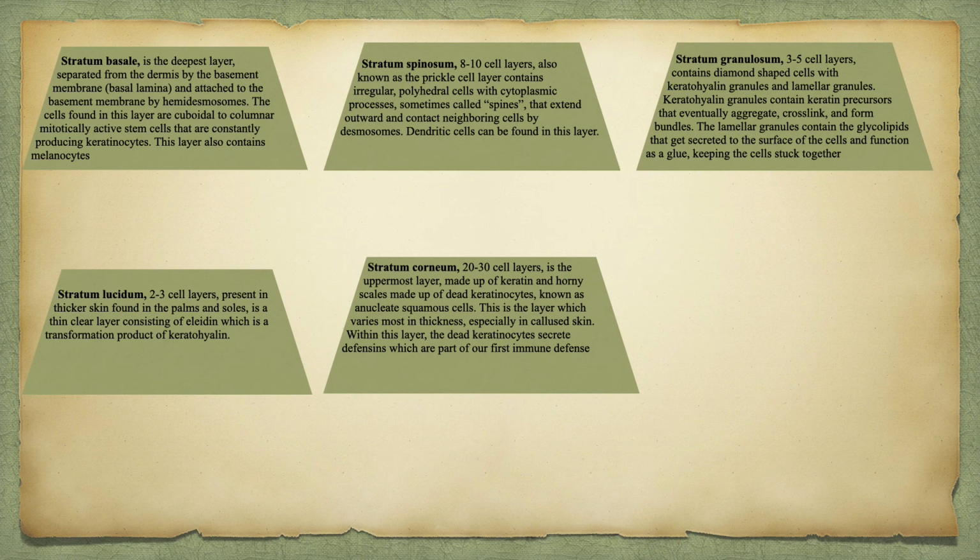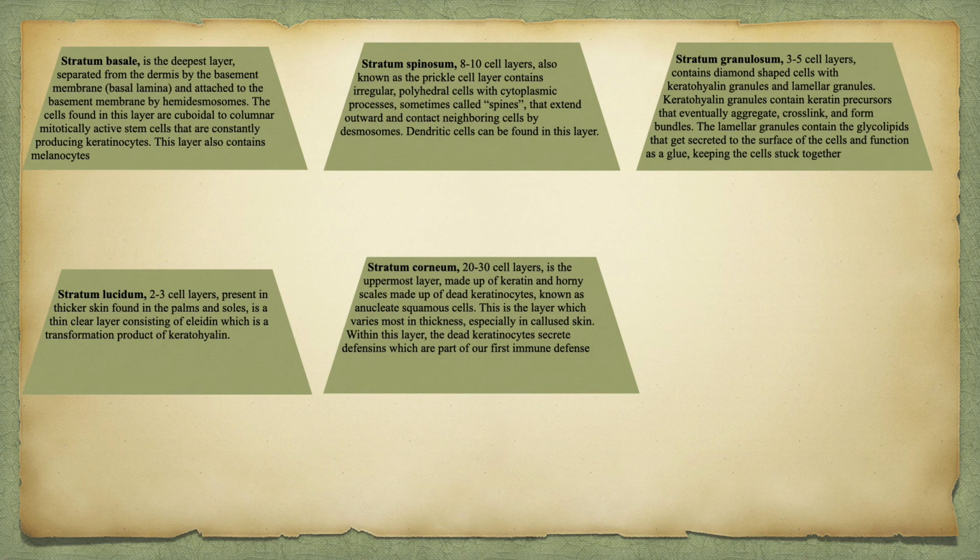Stratum basale, also known as stratum germinativum, is the deepest layer separated from dermis by the basement membrane or basal lamina and attached to the basement membrane by hemidesmosomes. The cells found in this layer are cuboidal to columnar, metabolically active stem cells that are constantly producing keratinocytes. And this layer also contains melanocytes.